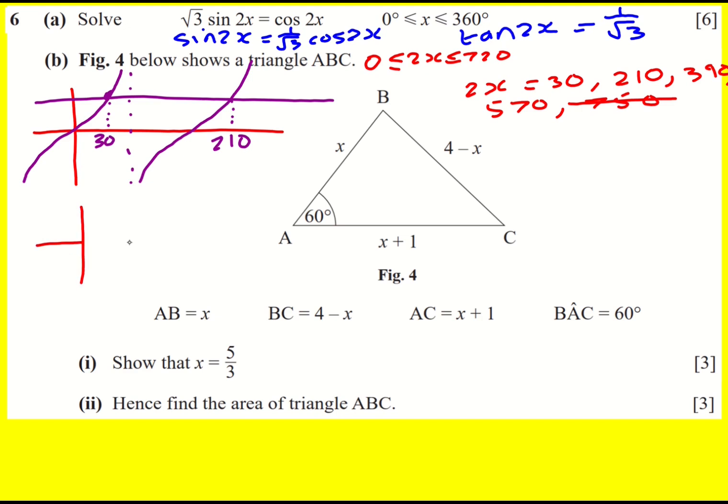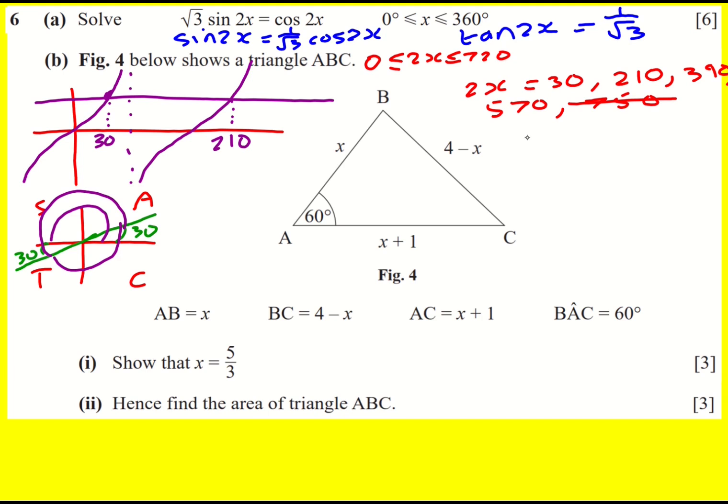Second way to do it, if you use your CAST diagrams, all students take care, to say, right, I've got my first solution of 30 degrees. It's in the first quadrant. Tan's positive. The next one is going to be here. And so I've got my 30. Then that is also 30. So I need to basically do 180 plus 30. And then I just keep adding on 180 to get the next one, and so on.